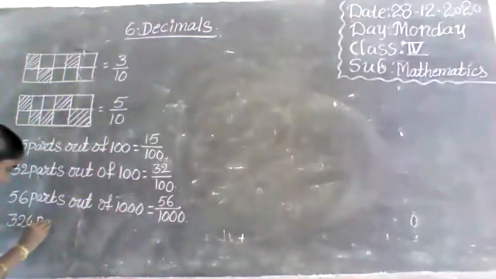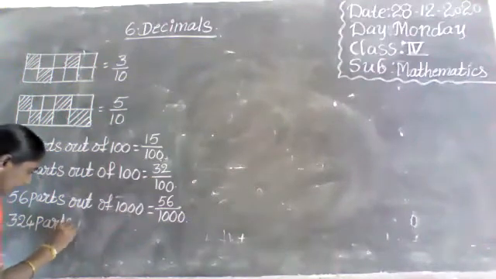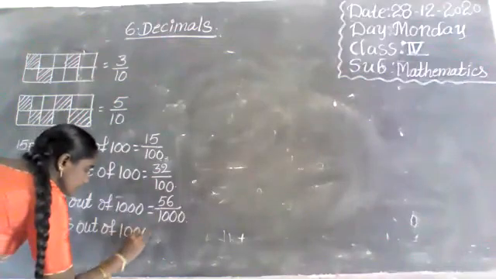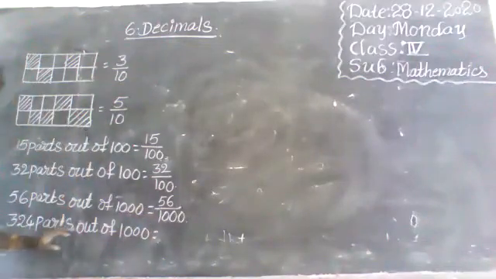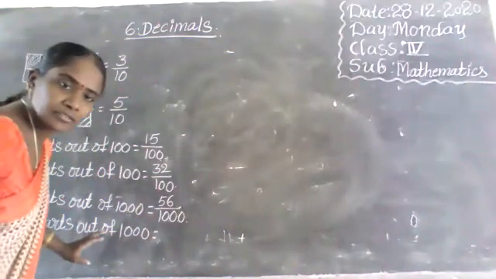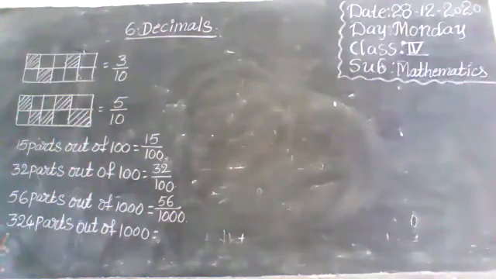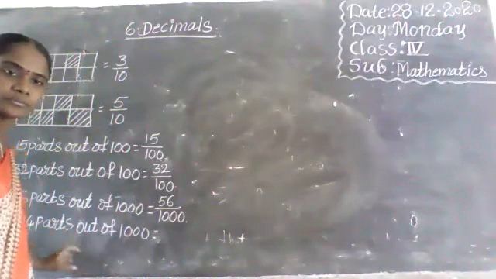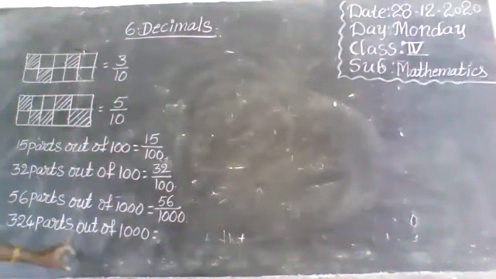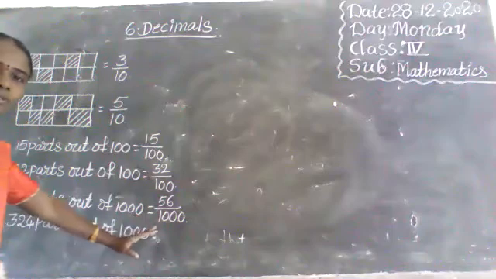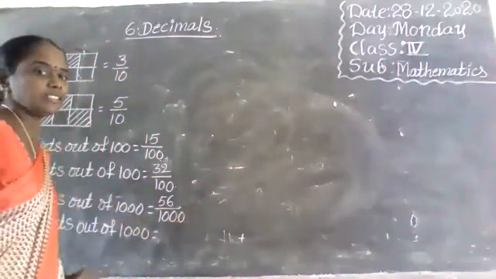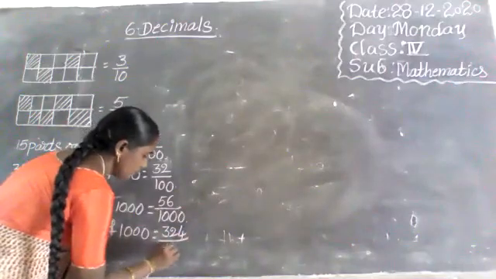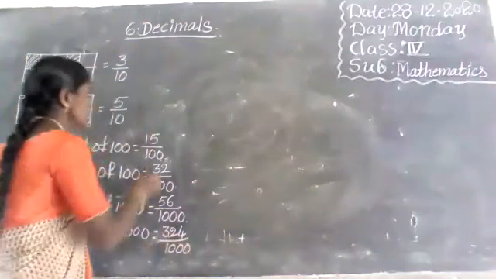Next, 324 parts out of 1000. How can we write this fraction form? 324 parts out of 1000. Yes, very good. 324 by 1000. See, children, here.